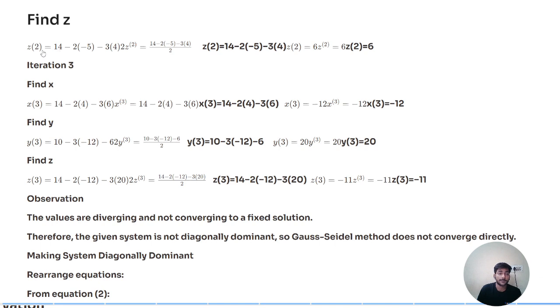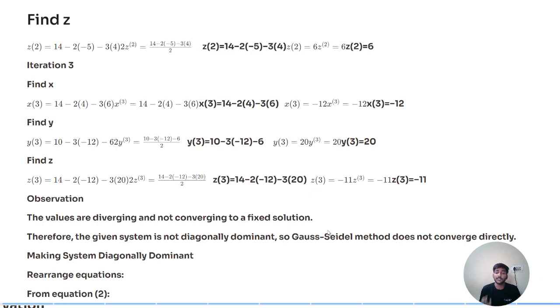In the next step, find the z2 value. In this we will put the updated values of x2 and y2 in this equation. Then we will get the value of z2 equal to 6. Similarly, we will put the values in each iteration and get the answer. When we put the values in iteration 3, we get x3 equal to minus 12, y3 equal to 20, and z3 equal to minus 11.